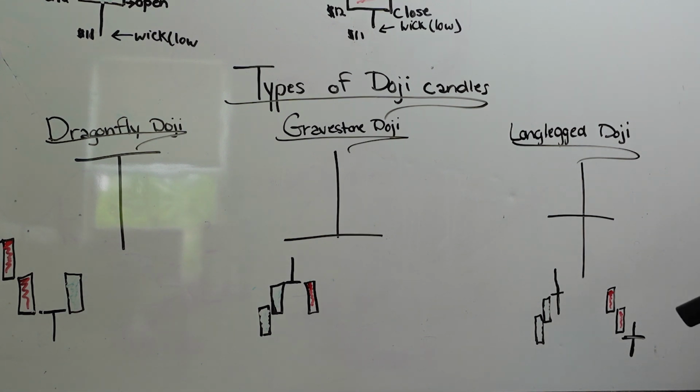So if you see it at the top of an uptrend, you want to make sure you get the confirmation candle, which will be a bearish candlestick that leads out the next day. Or if you see this at the bottom of a downtrend, once again, wait for confirmation that you see a bullish candlestick that leads out the next day.